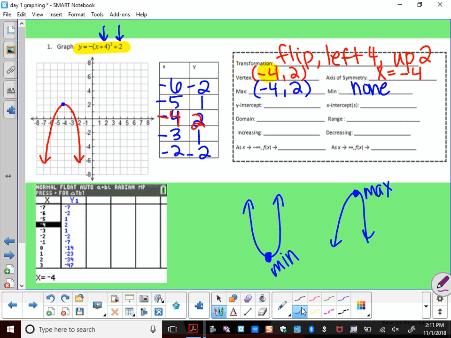Alright, so this part is kind of new. Your y-intercept is where you cross the y-axis, right? What if we can't see it? Can I see where it crosses the y-axis? No, I have no idea, and that's just because my graph doesn't go up that far. But you can look at your table. Look at your table to where x is 0. Wherever x is 0, that's your y-intercept.